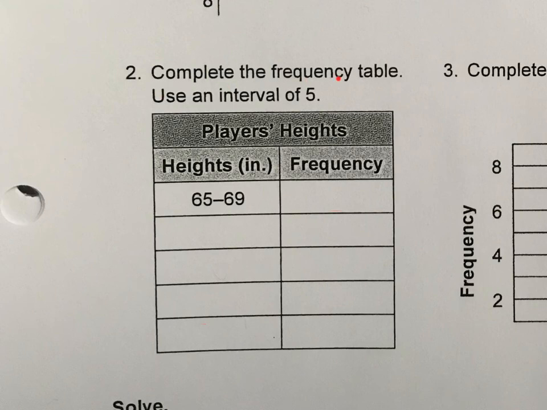So it says complete the frequency table, use an interval of 5. So we're going to be counting by what number? 5. All right. So looking at just our first number here, it's a 65. So what will the next interval start with? The 65, let's count up to 5 and we're going to get to 70. Okay. Then 65, 70. What comes next? 75. What comes next? 80. What comes next? 85. So it's important to get the first numbers first. Now we can worry about the second numbers, okay?